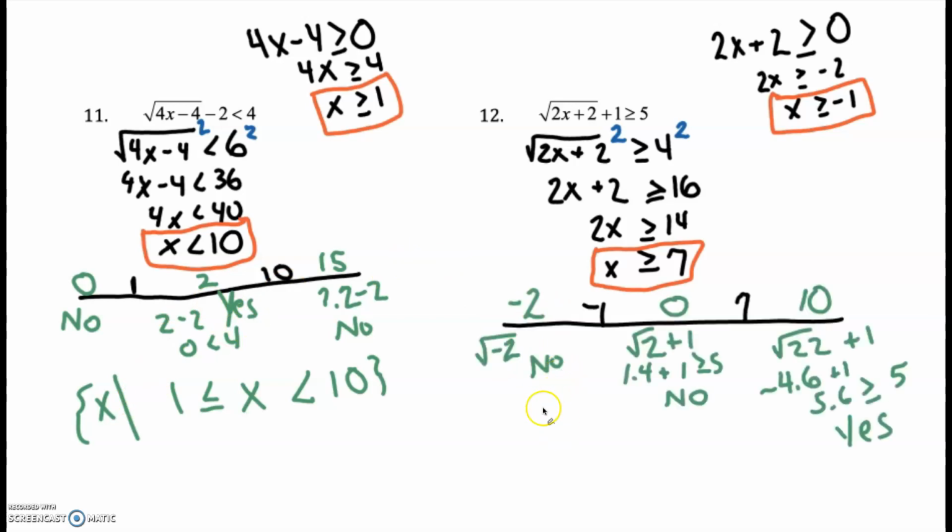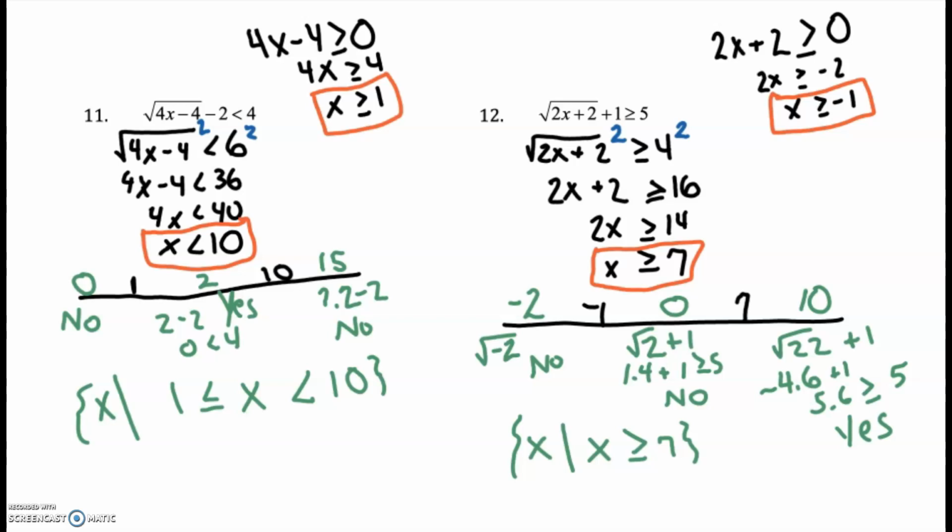You may have picked other values, but I tested -2, 0, and 10. -2 didn't work, 0 didn't work, only 10 worked. So that means my solution has to be something that's greater than or equal to 7. So I'll just put that in set builder. X such that X has to be greater than or equal to 7. So go ahead and solve 13 and 14, and if you feel like you can do the check part, do that as well. Just be careful, you may have to divide by negatives, so please make sure you remember to reverse that sign.